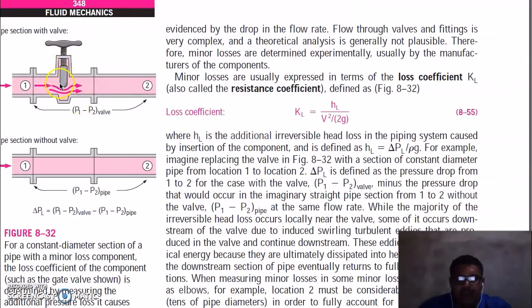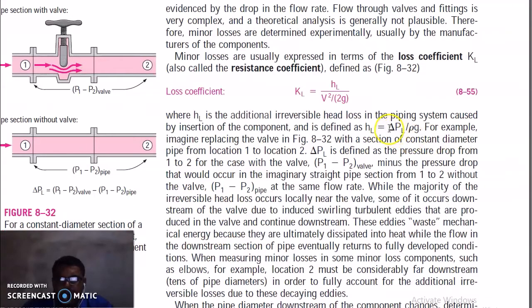The head loss introduced by a completely open valve, for example, may be negligible, but a partially closed valve may cause a large head loss in the system. You can see this is a pipe with sections 1 and 2, and in between you have the valve, and there is a pressure loss between section 1 and section 2, which is P1 minus P2, due to this valve. Minor losses are usually expressed in terms of the loss coefficient KL, also called the resistance coefficient. The loss coefficient is defined as head loss divided by V squared by 2g, where HL is the additional irreversible head loss in the piping system caused by insertion of the component, and is defined as HL equal to delta PL by density times g.